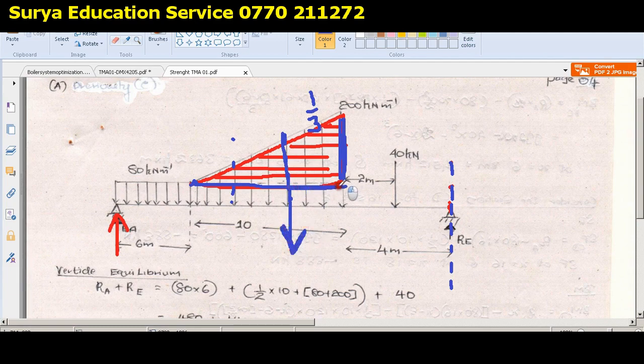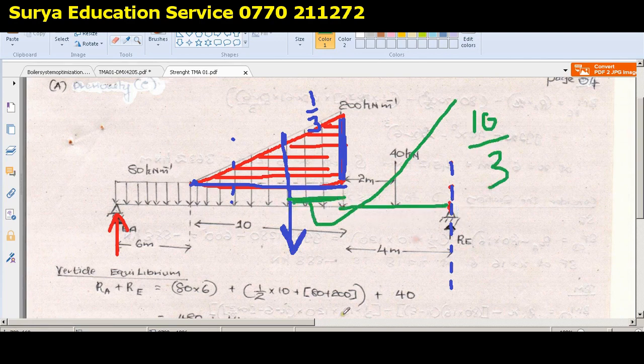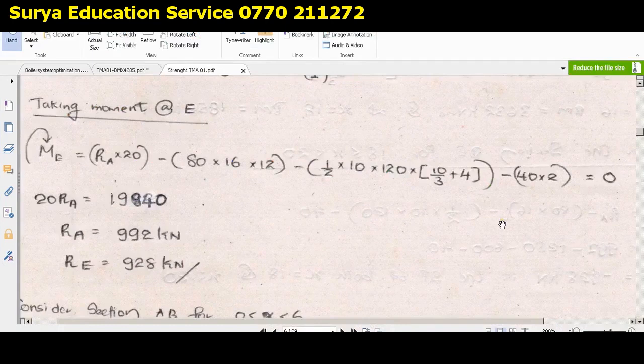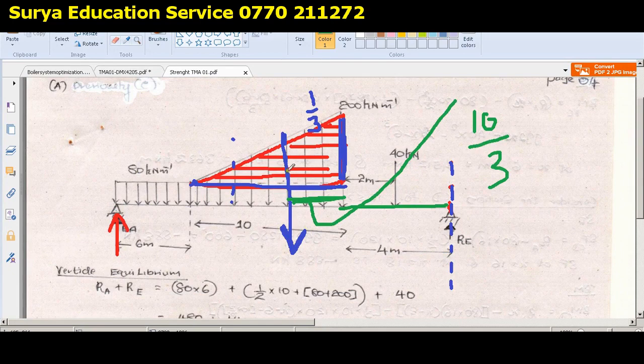So now what is this length? What would be this length? That is 10 divided by 3. So that is this length. And what is this length? 4. Okay, so now what would be that distance? 4 plus 10 divided by 3. Very basics. And the rest part is easy, 40 into 2.